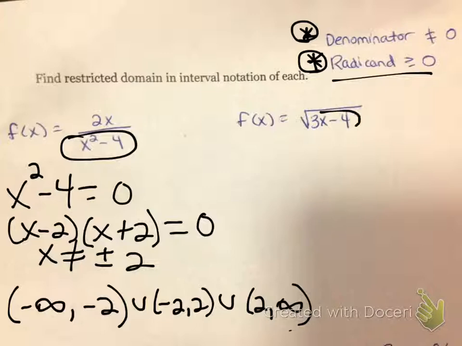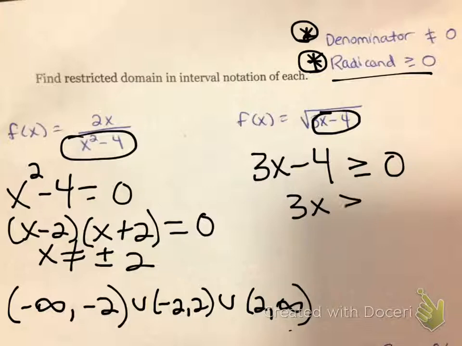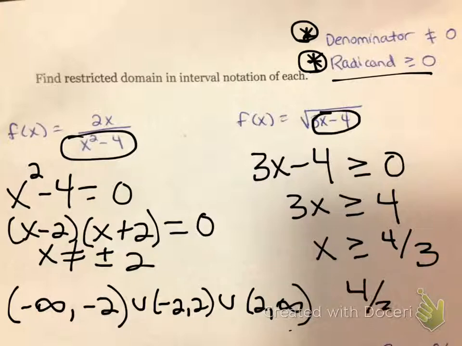Second one, the radicand, which would be 3x minus 4, must be greater than or equal to 0. And I just solved this simple inequality to get x is greater than or equal to 4/3. Interval notation would be 4/3 to infinity, including the 4/3. Okay.